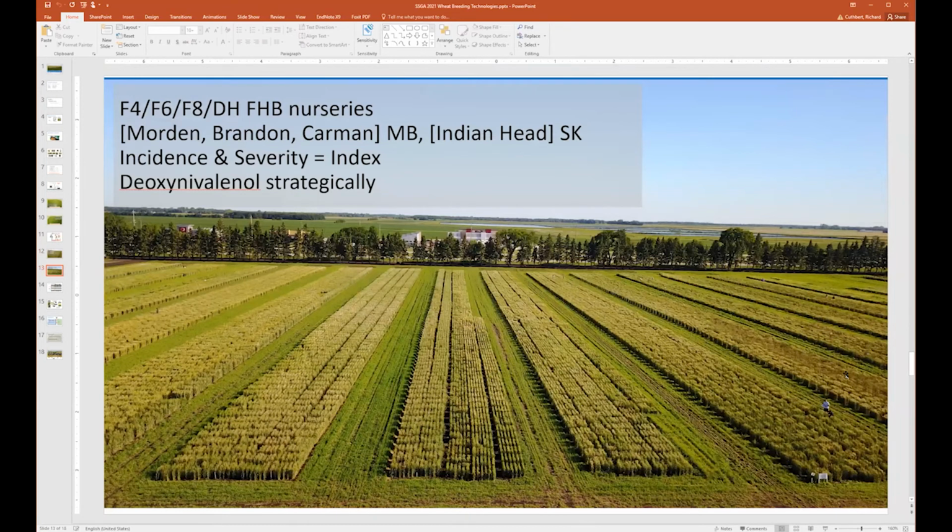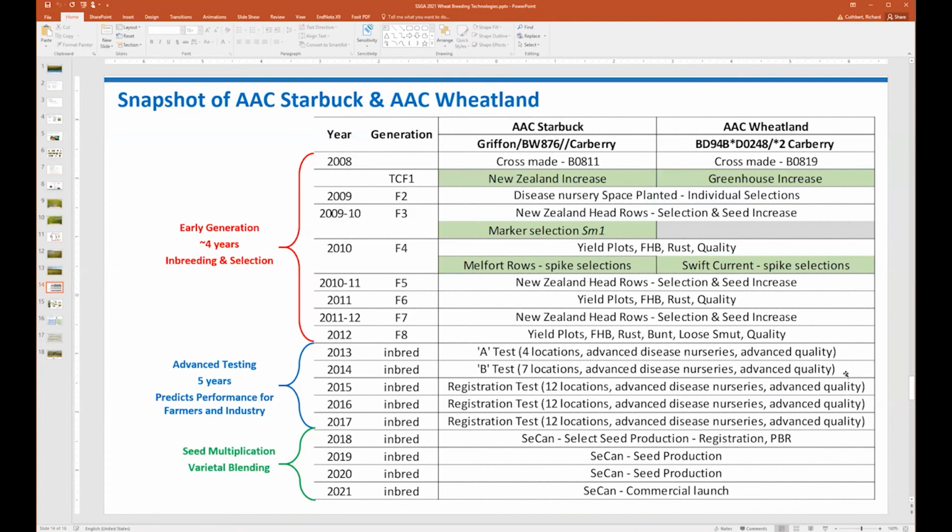Again, not wanting to get into the weeds, but we can currently typically look at those same entries in FHB nurseries, leaf rust nurseries, stem rust nurseries, stripe rust nurseries, common bunt nurseries at the same time. So if we were to put this into context and in some examples, you may have heard of Starbuck or Wheatland. You may be growing these varieties. We're pretty excited about them. So in the columns, we have AAC Starbuck on the left and AAC Wheatland on the right.